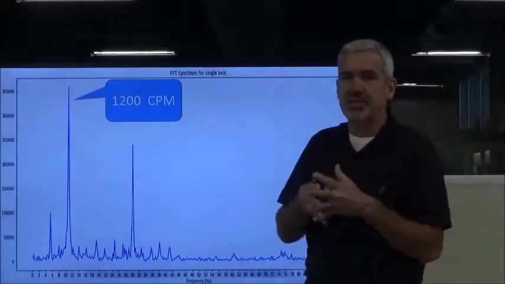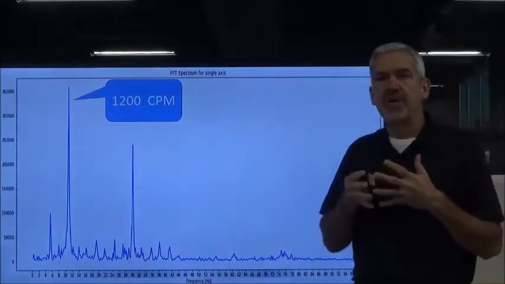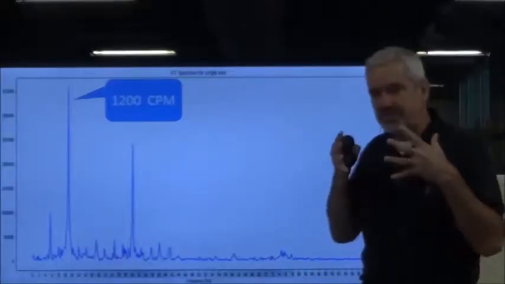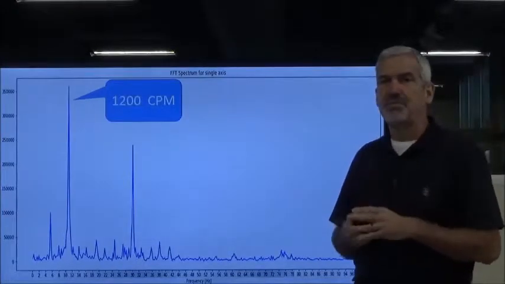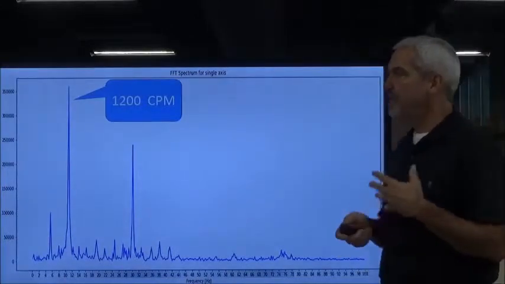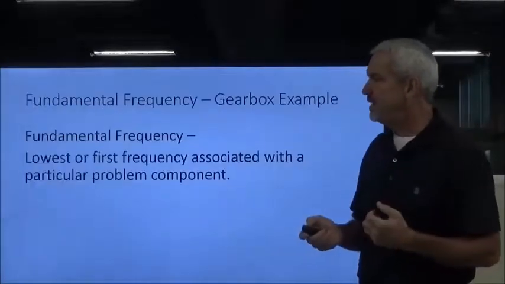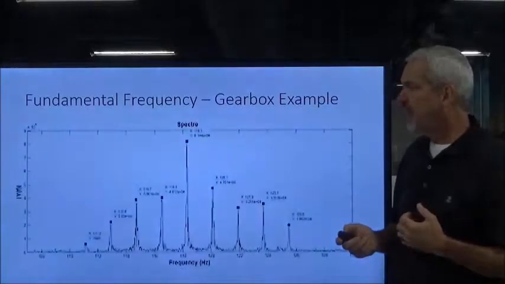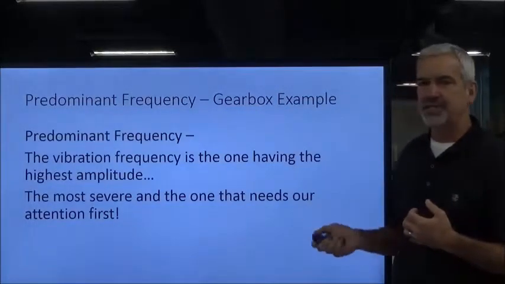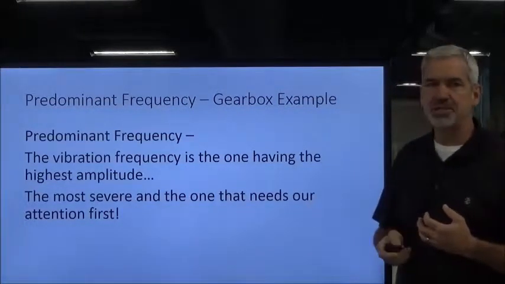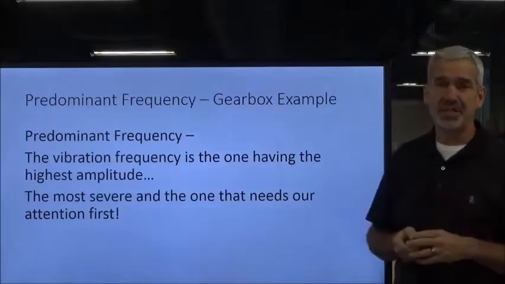And it's the one that we're looking for that's got greater amplitude, that's our predominant frequency. That's the one that's giving us the most amplitude of our vibration, and that's the one we want to be concerned with. Okay, so that's what we call our predominant frequency. And again, those are the ones that give us an idea of when the damage is the most severe, and it needs our attention first.